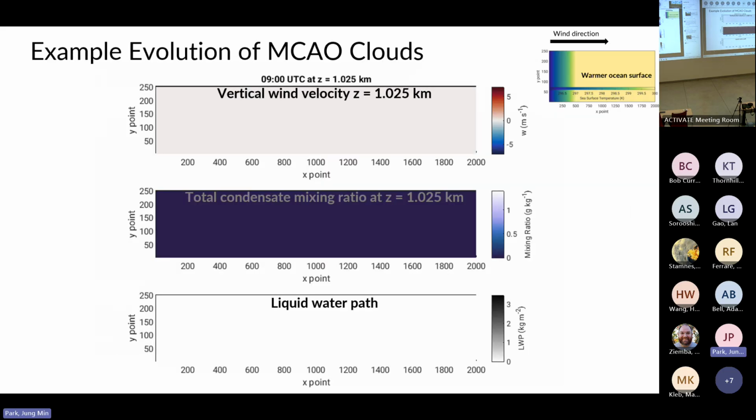With that, here is an example plan view of the control simulation. To describe the full evolution, I'm showing a loop from the beginning to the end of the 15-hour simulations. The first two panels are vertical velocity and the total condensate mixing ratio around the 1 kilometer model level.